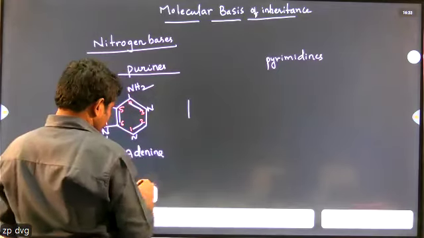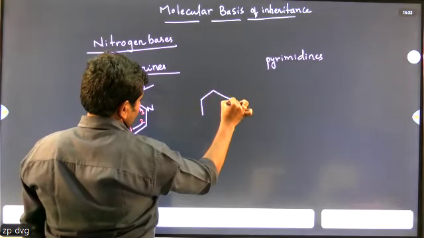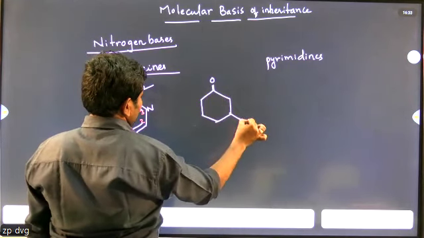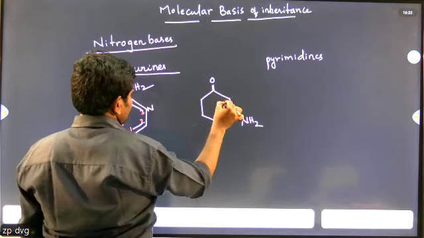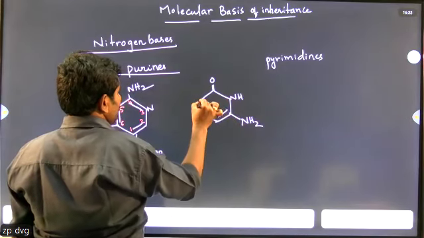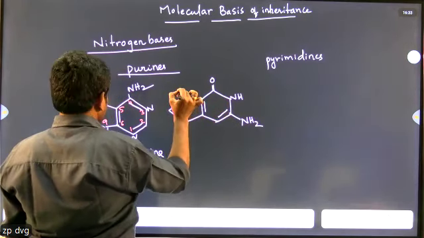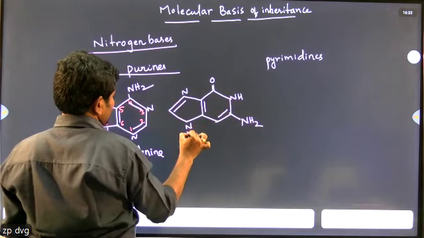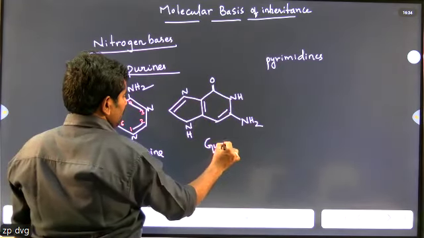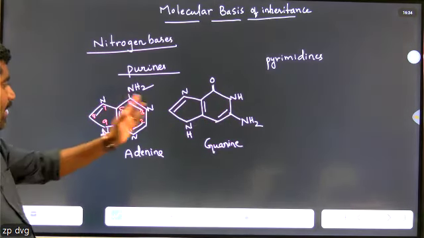Let's see guanine. Guanine is like this, and this is NH2, and this will be NH. And here this is N, and this is NH, and this NH. So now this is guanine and adenine. These two are called purines, guanine and adenine.